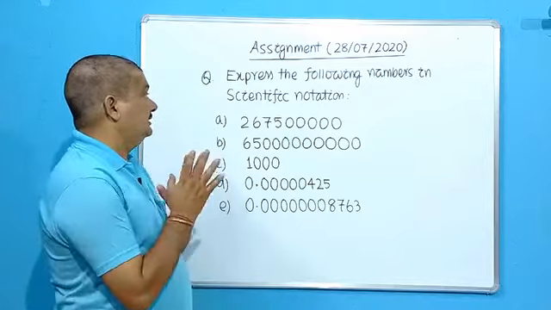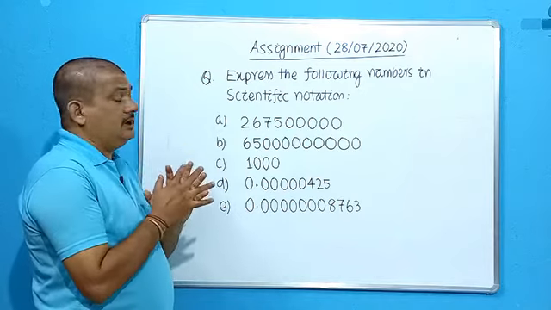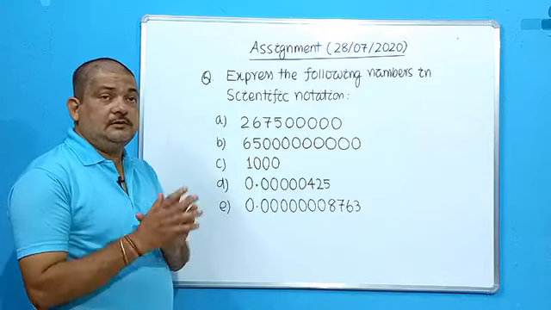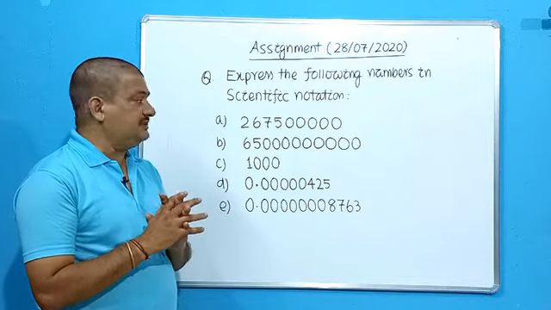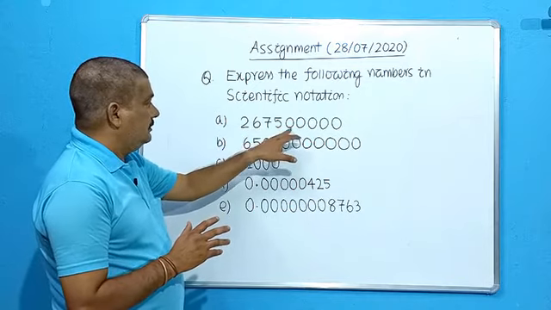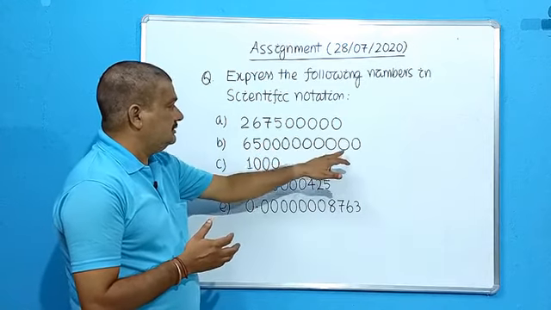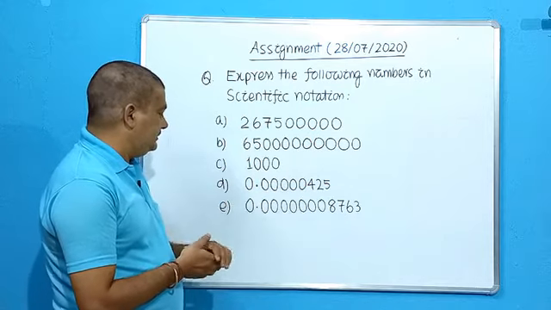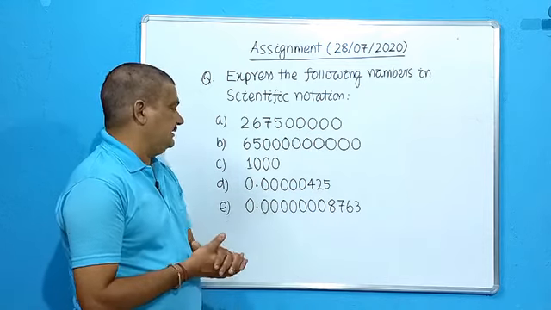So as I told you students, this is the assignment for you. So what you have to do? Now I have given you 5 numbers. So you have to express all of them in which form? Now in the form of scientific notation. As I told you, it should be expressed in terms of A into 10 to the power b. That is the way of expressing any number in terms of scientific notation. What are the numbers? Now 2, 6, 7, 5, 5 zeros. Then 6, 5, followed by zeros. Okay. Then 1000. Then 0.000, 0, 0, 0, 4 to 5. Then 0.000, 0, 0, 0, 0, 8, 7, 6, 3.